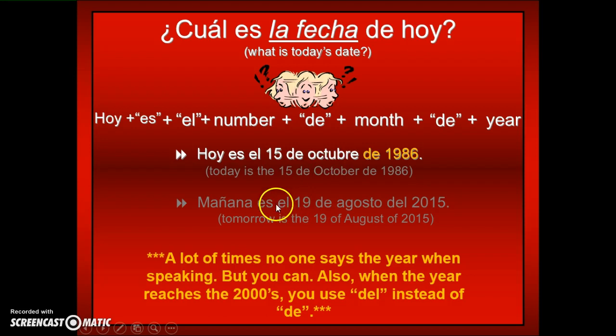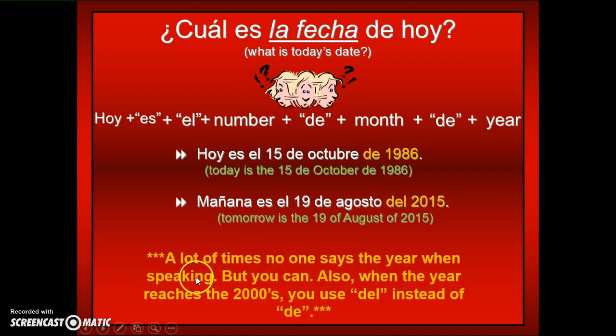So practice this. So you want to write down the formulas just in case that appears on your quiz. So the next one, mañana es el 19 de agosto del 2015. Tomorrow is the 19th of August of 2015.